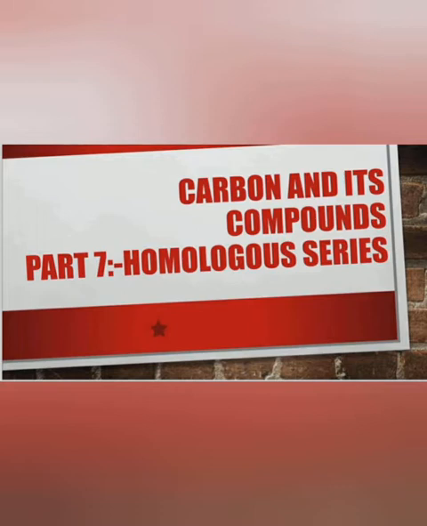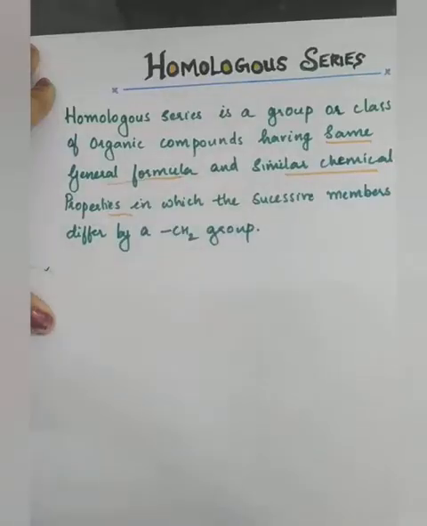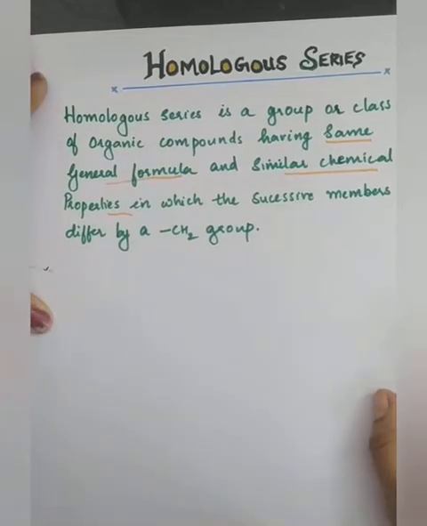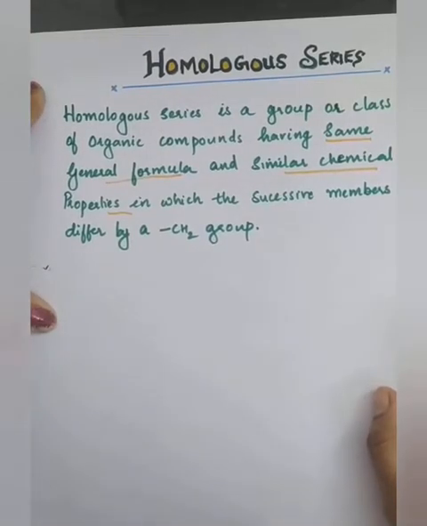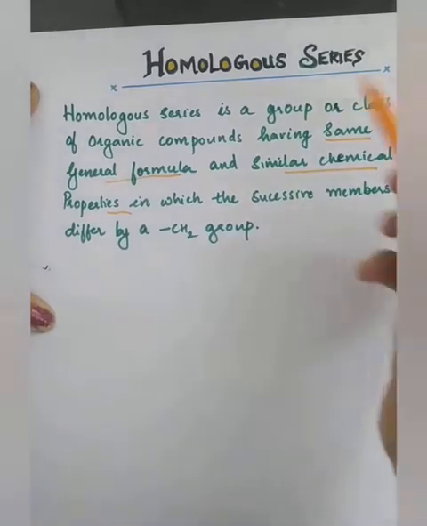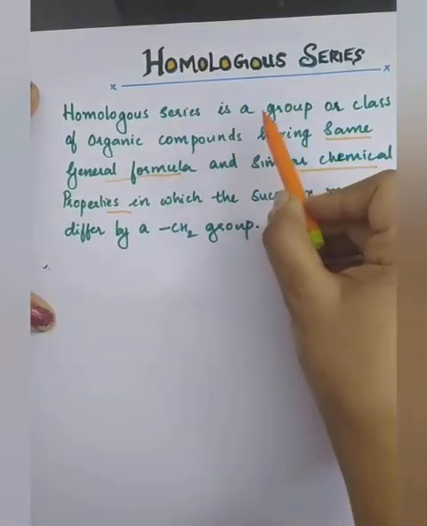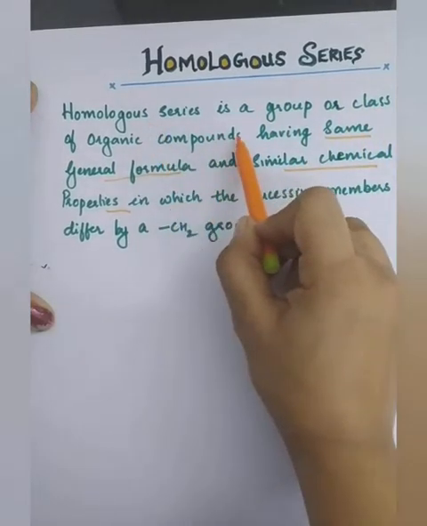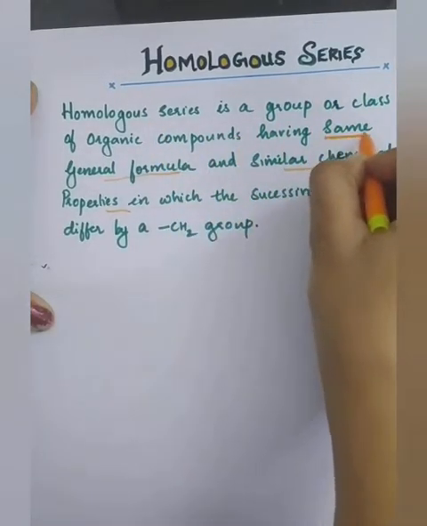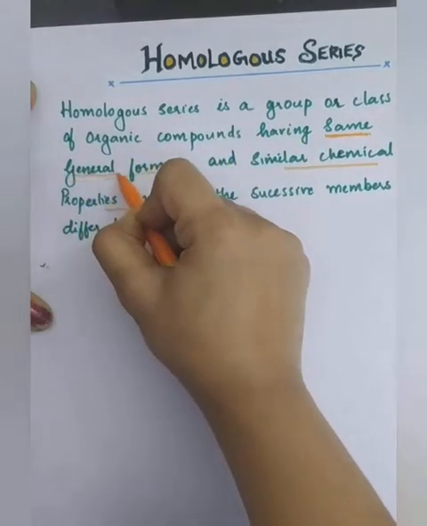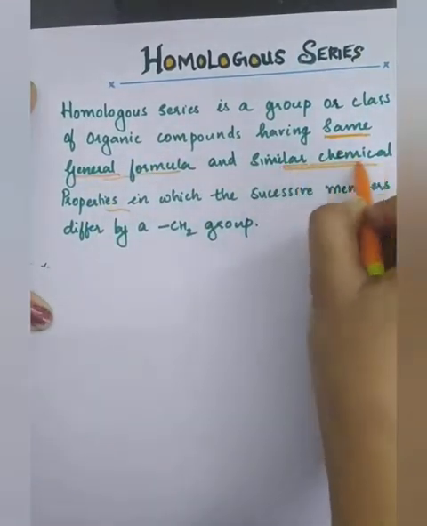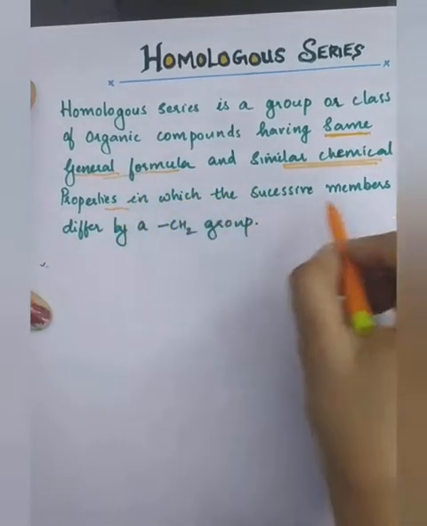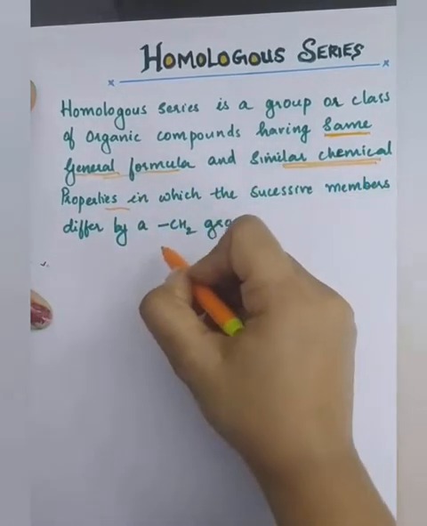Today we are dealing with carbon and its compounds part 7, that is homologous series. First let's see the definition of homologous series. Homologous series is a group or class of organic compounds having same general formula and similar chemical properties in which the successive members differ by a CH2 group.